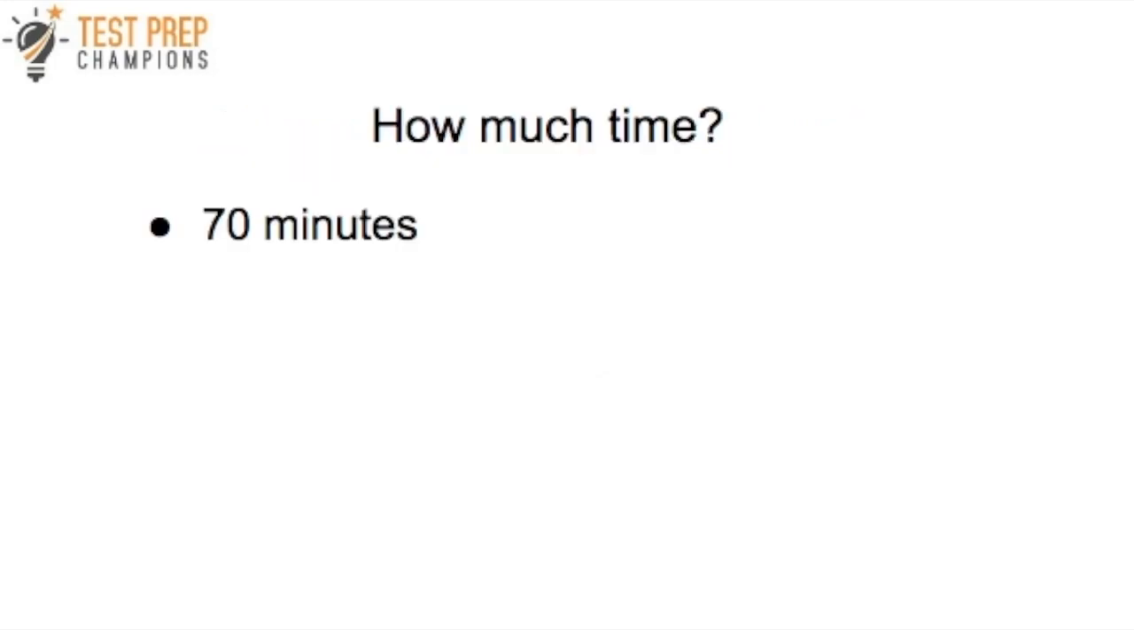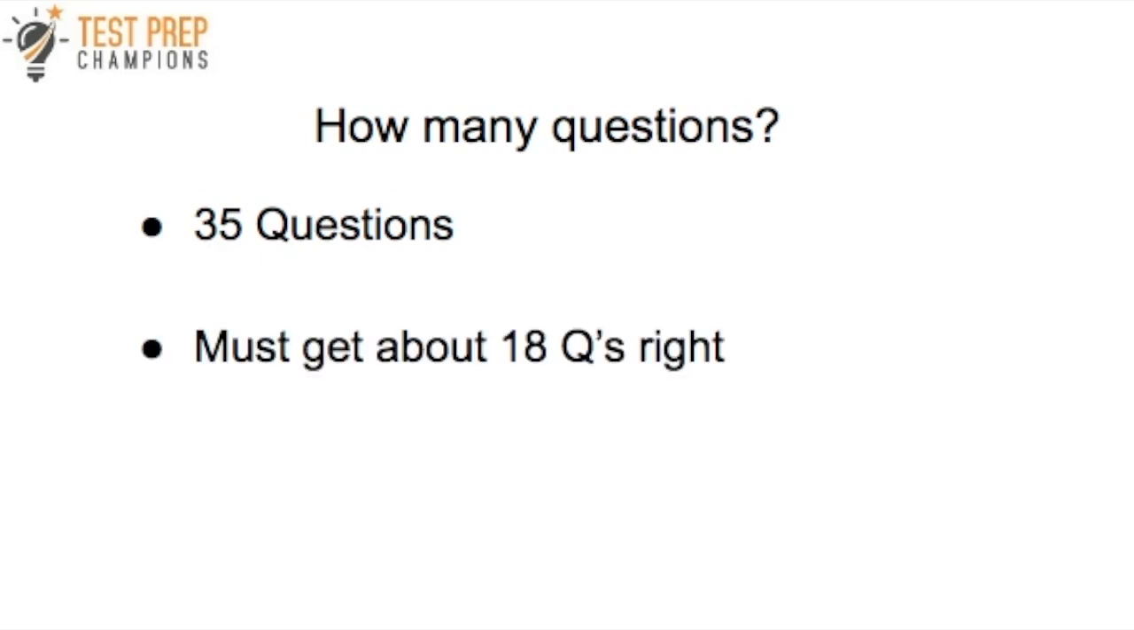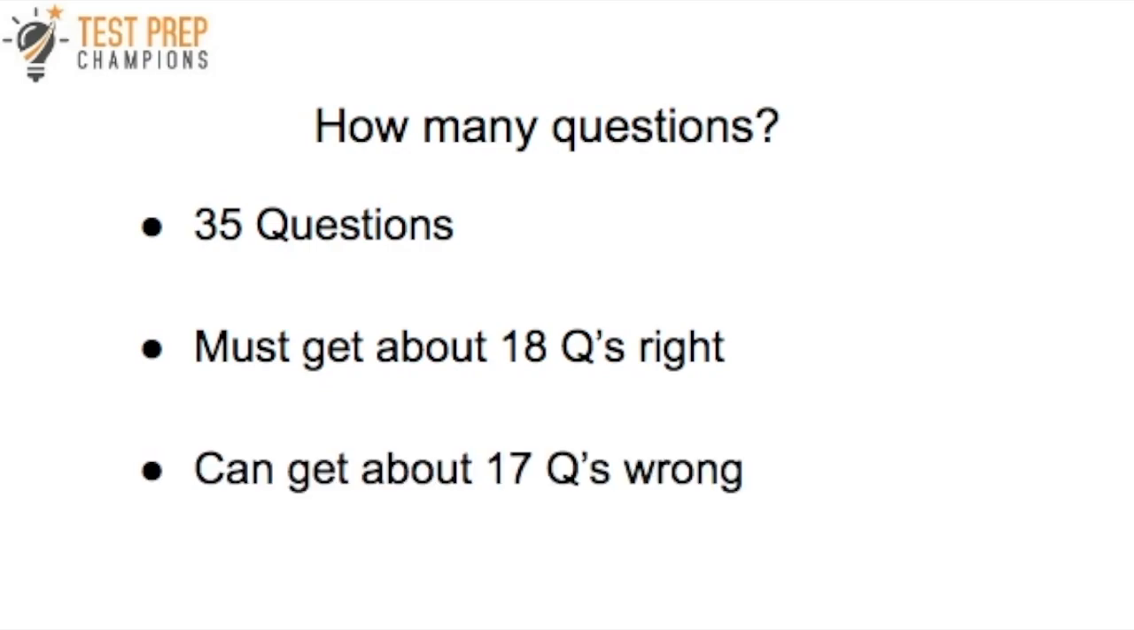So first, you should note that you'll have 70 minutes for GED Social Studies. And you're going to have about 35 questions. Now, the GED testing service has never revealed how many points each question is worth, so the questions may differ in how many points they're worth. But as a general rule of thumb, you need to get about 18 questions right in order to pass, which means that you can get about 17 questions wrong and you're still going to pass.